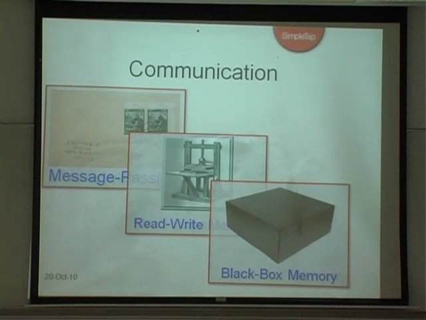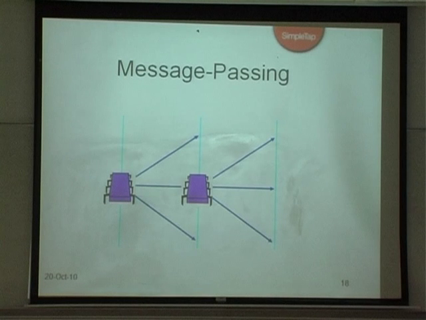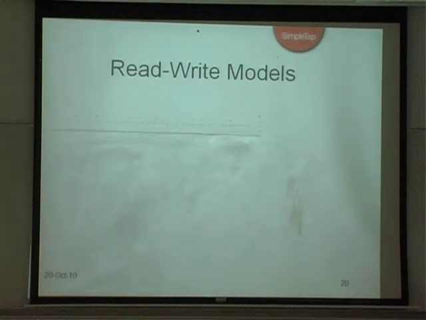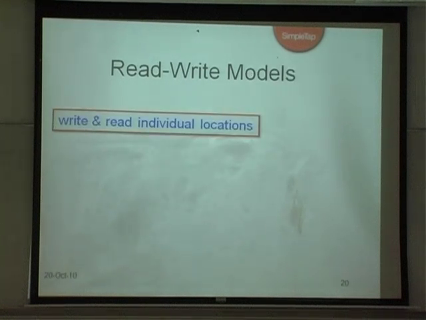Each of these models is important and interesting in and of itself, and each one will affect how the kinds of results that we can achieve. So message passing here looks like this. Read-write memory looks like that. It turns out that there are a lot of different read-write models. So a very simple one is I can read or write an individual variable in memory. If you write an assembly language program, this is the model that you use.